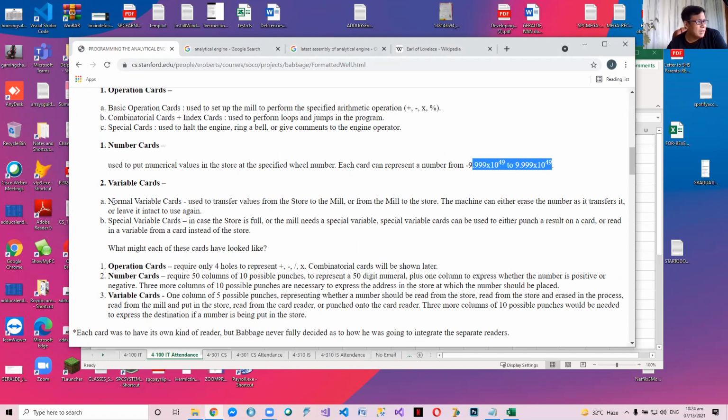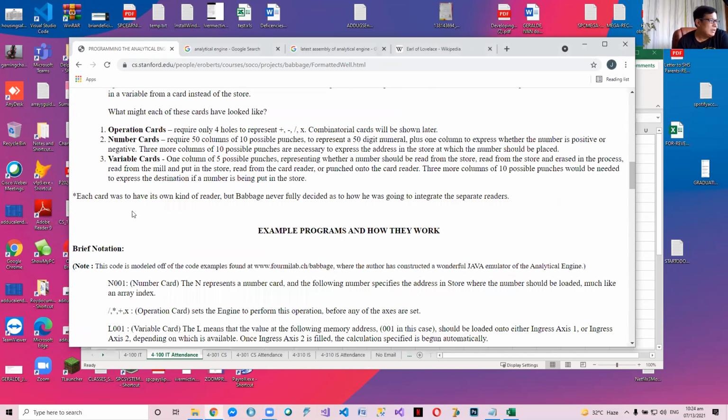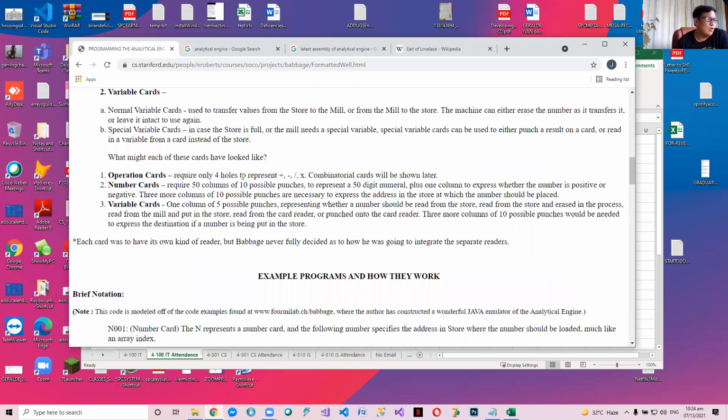There are special variable cards such that if the store is full, a variable card can be used as temporary storage. The operation cards require only 4 holes. Plus, minus. If the first hole is punched, it means plus. If the second hole is punched, it means minus. Number cards require 50 columns of 10 possible punches. So one card can have 50 columns of 10 possible punches each because there are 10 decimal digits. It moves to the left. Its sequencing is horizontal, not vertical.